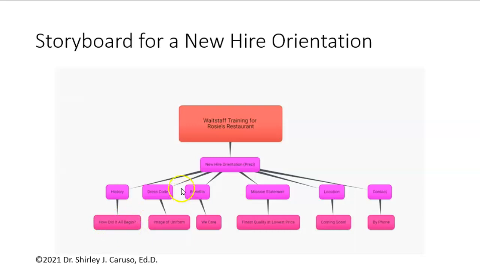You will also see under dress code that the designer wants an image of the uniform required to be displayed. Under the topic of benefits, there is a subtopic titled We Care. Under the topic of mission statement, there is a subtopic, Finest Quality at Lower Price. Under location, a subtopic of Coming Soon. And under contact, a subtopic of By Phone.